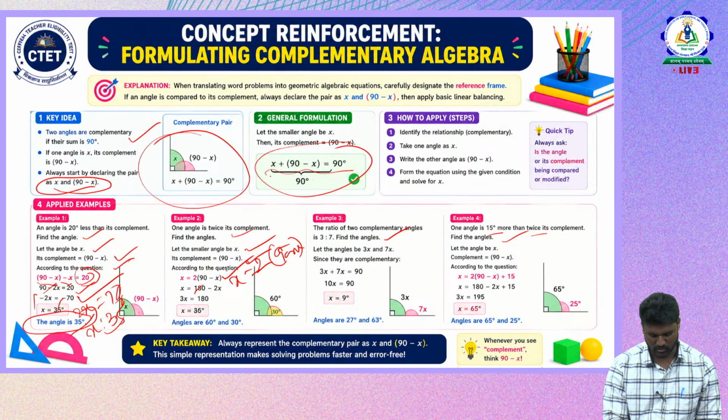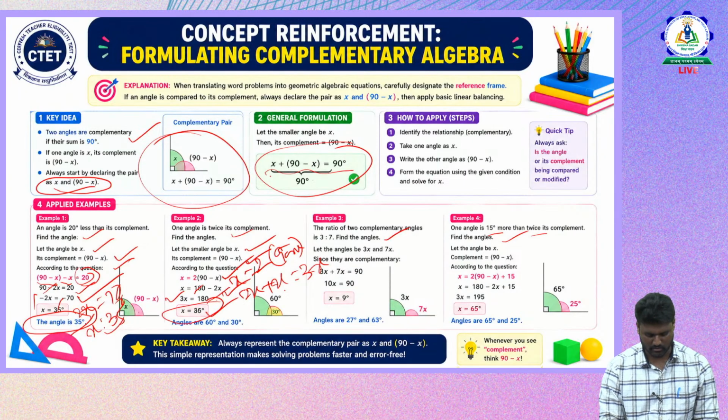Now if you simplify this one, x is equal to 2 into 90, 180, minus 2 into x, 2x. Bring the minus 2x to the LHS side, it will become plus 2x, that will become 2x plus x, 3x. Now 3x is equal to 180, where x is equal to 180 by 3. If we simplify, we will get x is equal to 60.